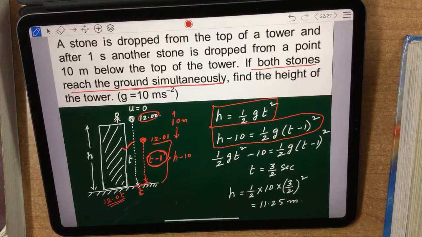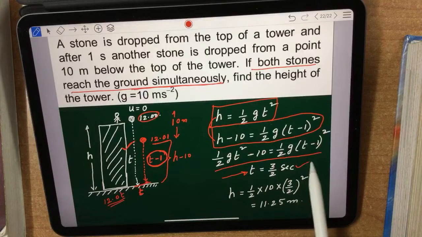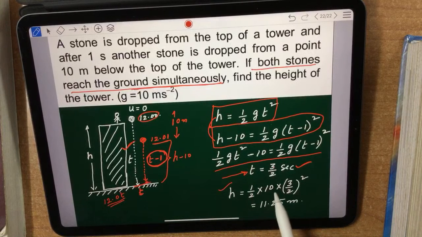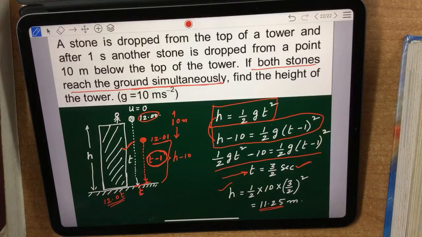Two equations. In place of h, substitute half gt square and simplify, you will get time t is equal to 3/2 seconds. Once we know the time, I can find h as half g times 3/2 whole square. The answer is 11.25 meters. So you can check, Suhas, and if you have any doubts, please send it to me.